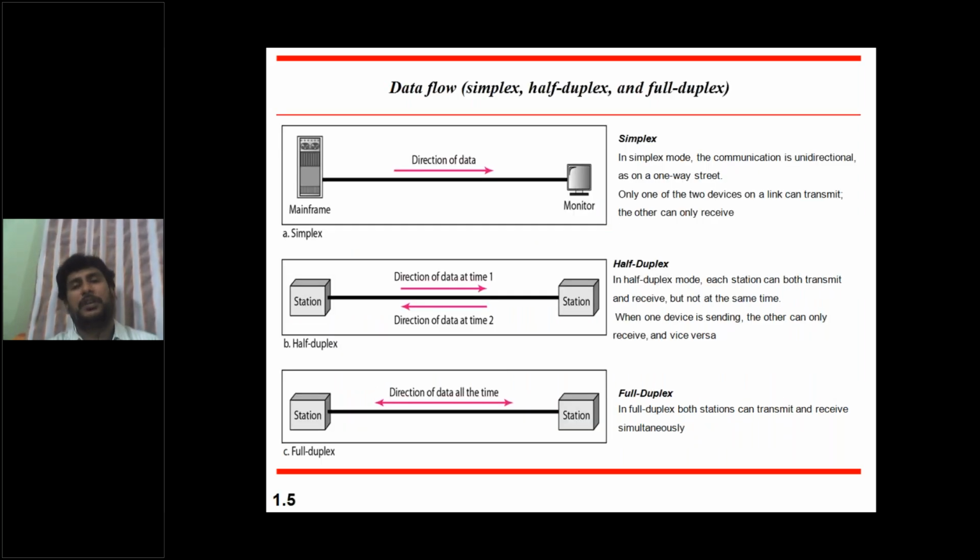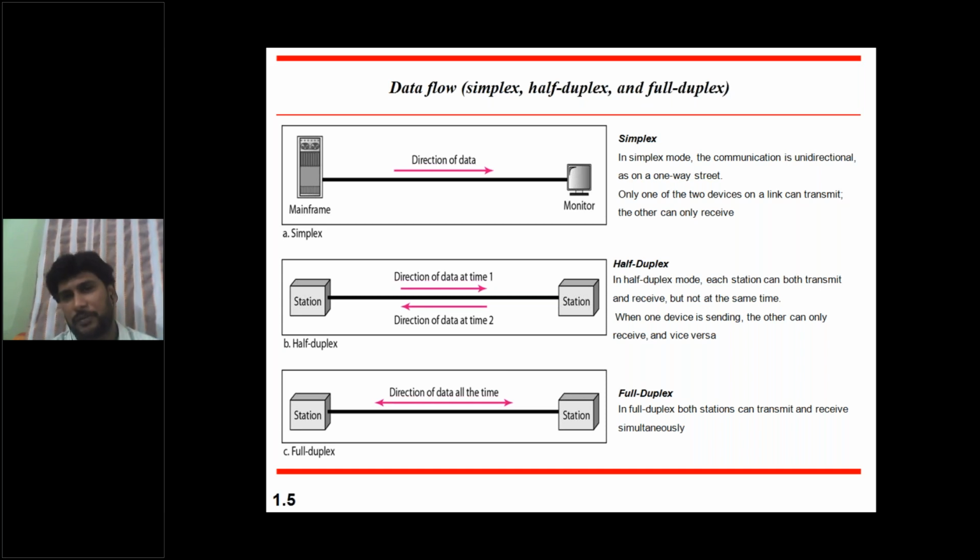Now, we have been talking about the exchange of information. Does the exchange of information happen only in one direction, or does it happen in two directions? So based on the direction of exchange of information, we categorize networks into 3 types.